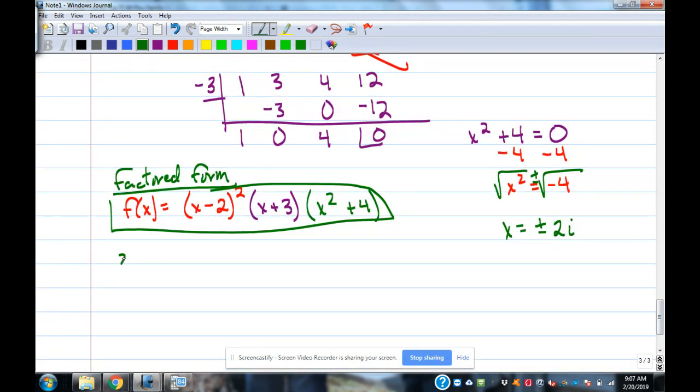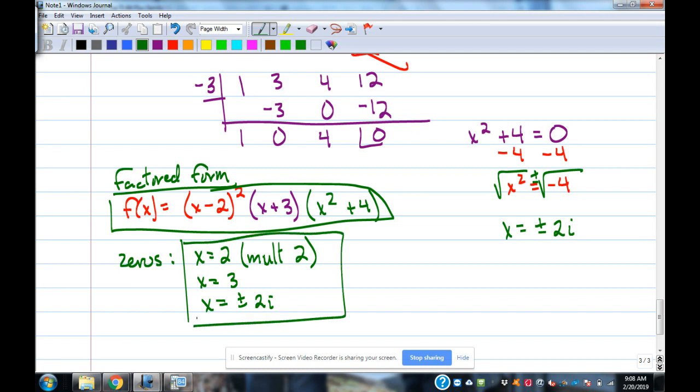Our zeros are x equals 2 with the multiplicity of 2 on that. X equals -3, and then x equals plus or minus 2i. There are our zeros for that. That is a -3. I'm sorry. I didn't put that. Thank you.